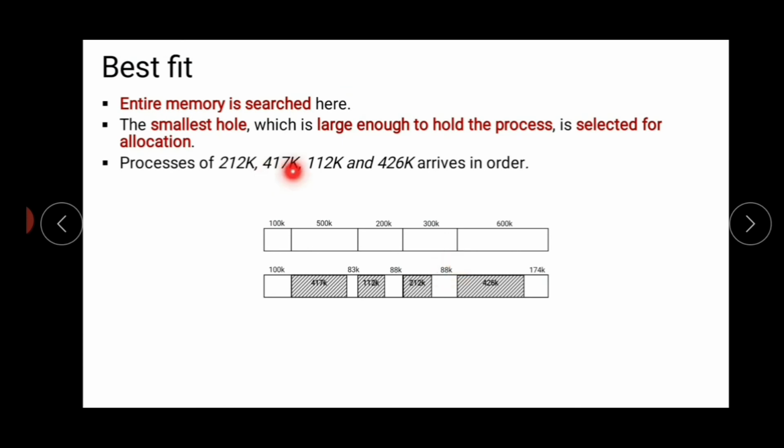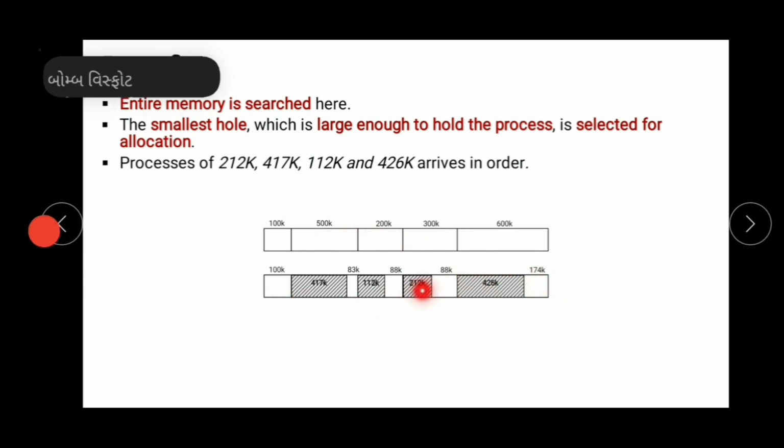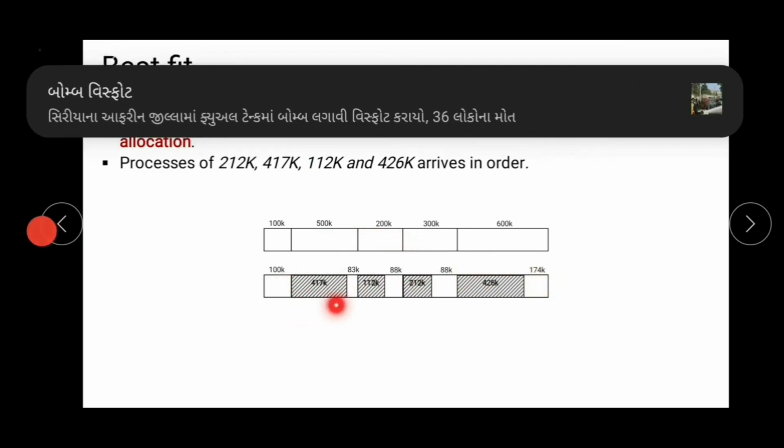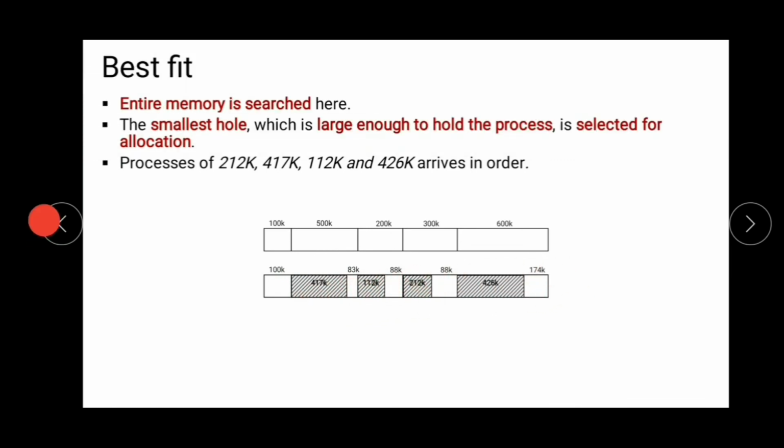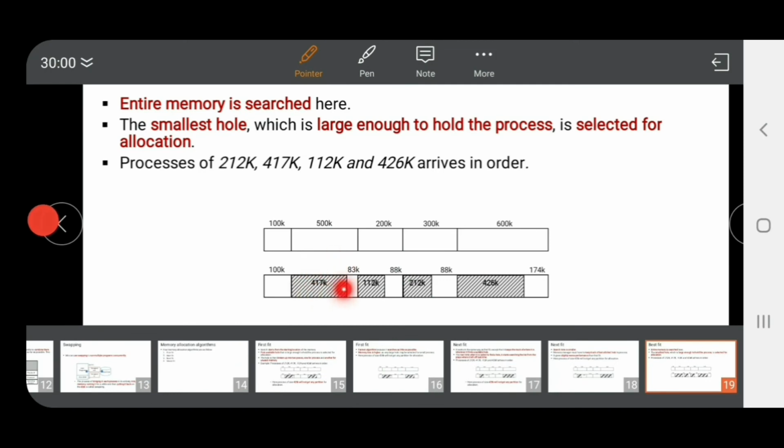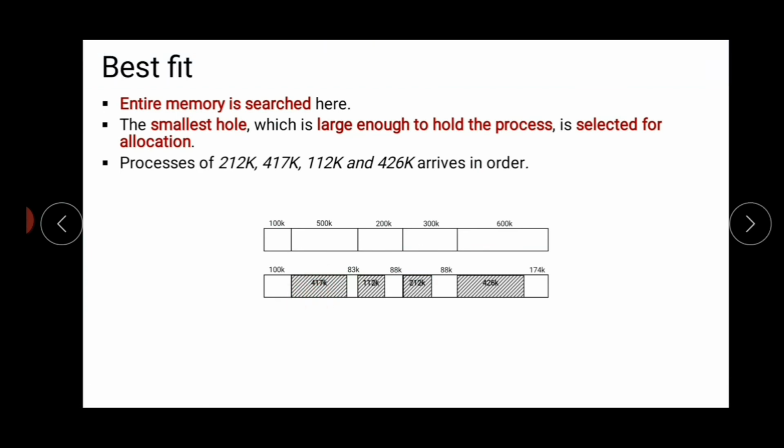Next process is this 417K, that will come into the picture. Once again the entire block will be scanned to find the smallest block that can hold this particular process, which is 500K. Yes, so this block will be allocated to the process. So 417K is allocated, and the rest 83K will be free.